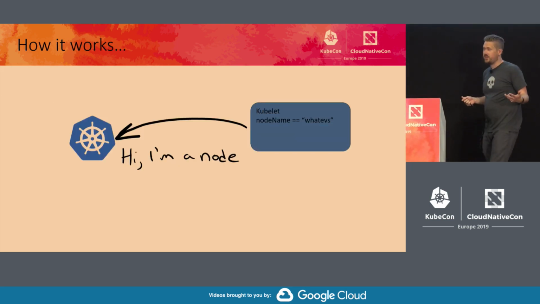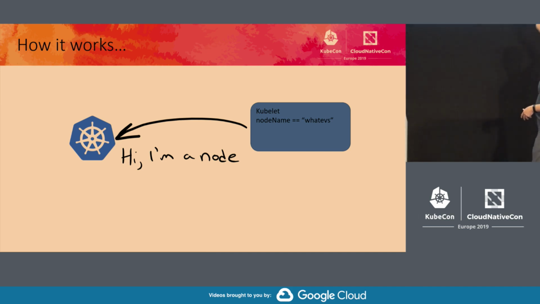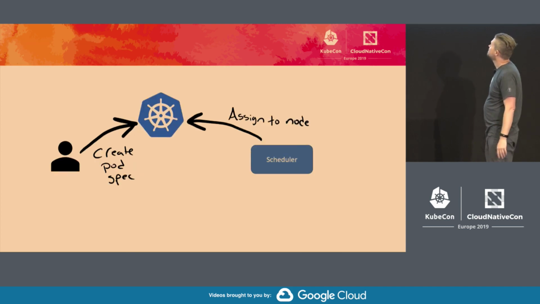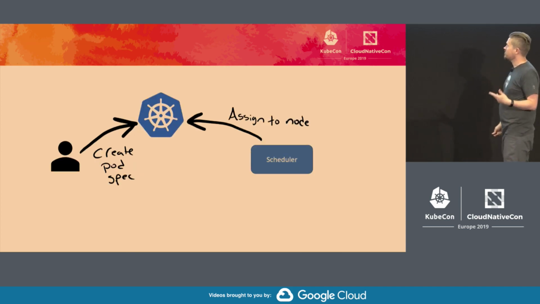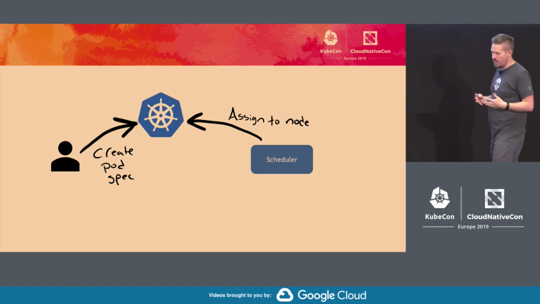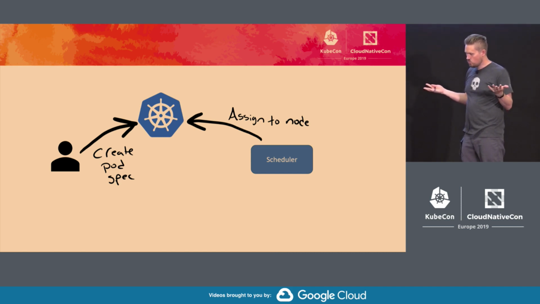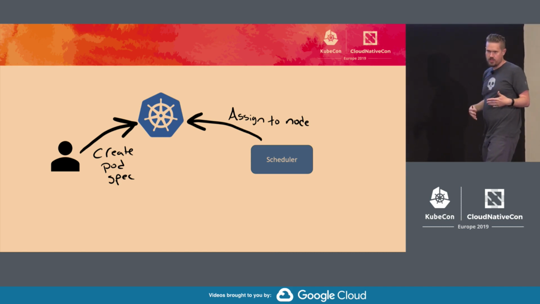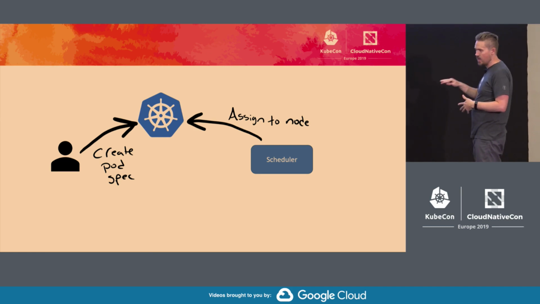And the way it works is kind of like this. So you've got a kubelet running on some node, and it says, hey, API server, I'm a node. And then you, as a user, create some sort of pod spec through a deployment or some other mechanism. And the scheduler will say, what nodes do I have available? Where can I assign this thing? And it's going to assign it to a node. So the pod spec will be updated, and the pod spec will say, I am going to go to node X, or whatever.